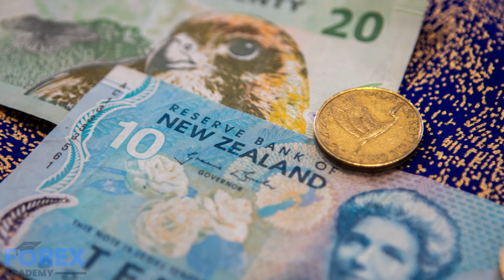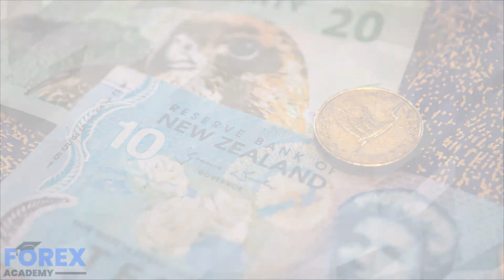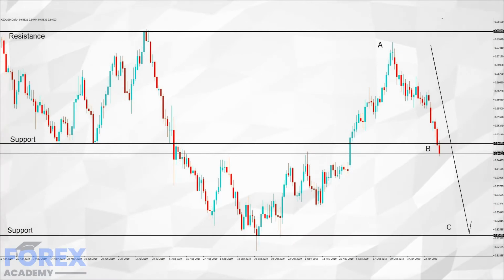The New Zealand dollar is one of the 6 major currencies, so let's take a look at the daily chart of the NZD-USD pair and try to find some directional bias. In example A, we can see that the daily price action has been largely contained within the resistance and support lines as noted on the chart.